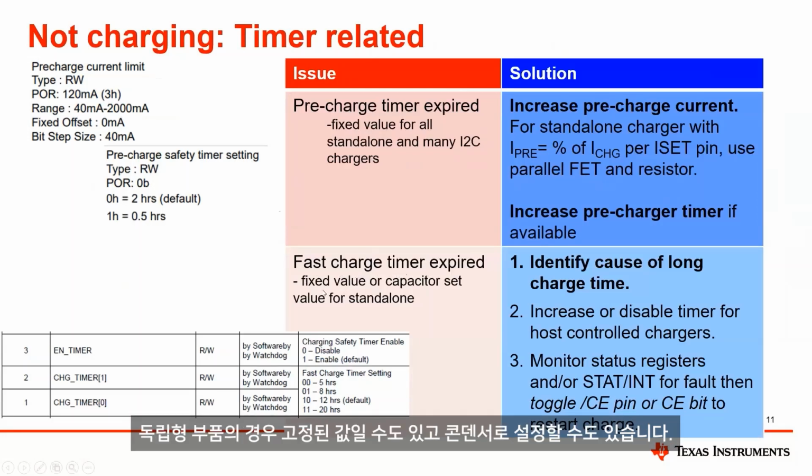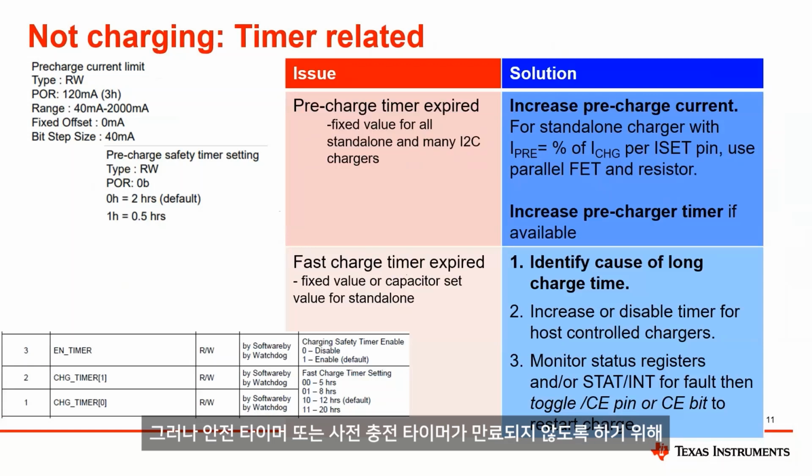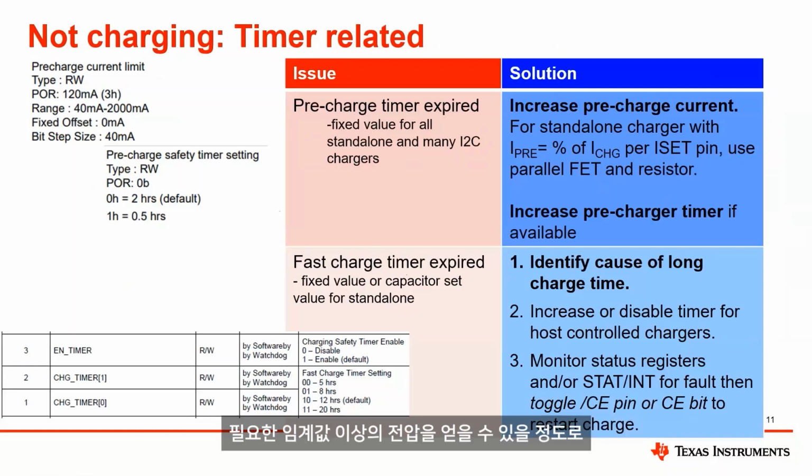With the standalone parts, it could be a fixed value, or it could be set by a capacitor. But regardless, you want to make sure that you set the charge current high enough to get the voltage above whatever threshold is needed to make sure that the safety timer or the pre-charge timer doesn't expire.